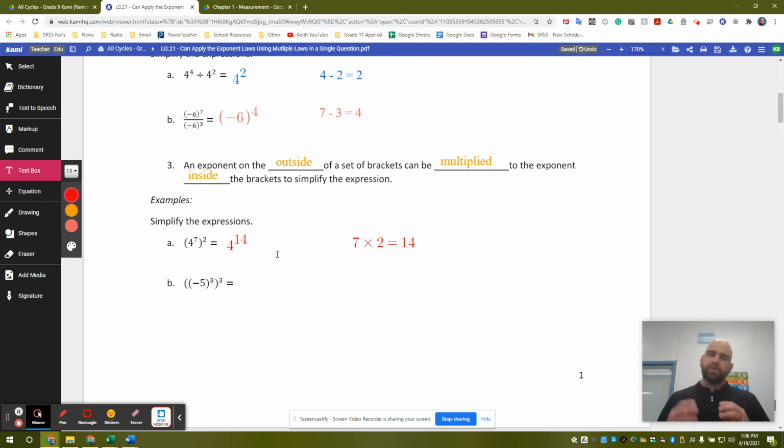Okay, so we again multiply those two together. We take the exponent on the outside and multiply it to the exponent inside the brackets. The base is going to still stay exactly the same, but the exponent is going to get a bit bigger. Well, most of the time it's going to get bigger.